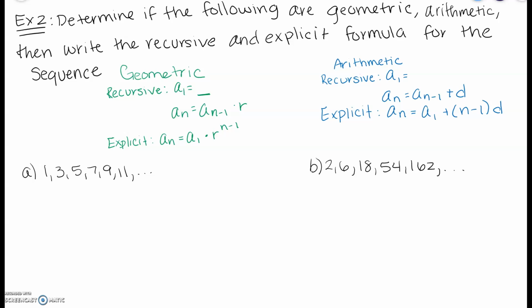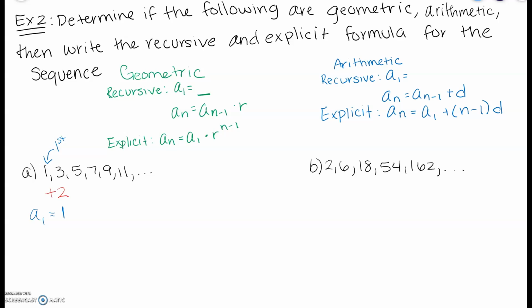We have a sequence, and we're going to look for the pattern. So looking at it, I can see that it is adding 2 each time. So since it's adding, it is going to be arithmetic. So we can start by writing what our first term is. So again, right here would be our first term, and that is a 1.